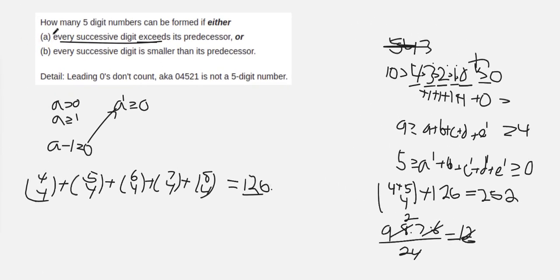So for A, how many 5-digit numbers can be formed if every successive digit exceeds its predecessor? That's 126. And if every successive digit is smaller than its predecessor, that is 252.